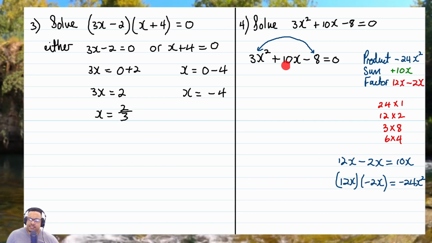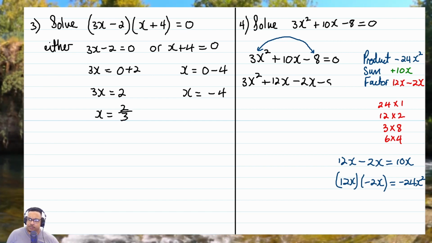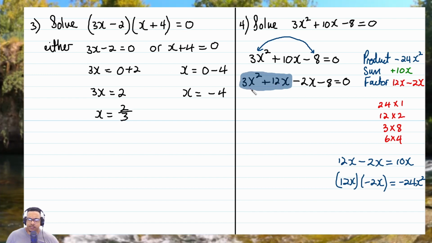Now I'll replace this positive 10x with 12x take away 2x. So I'll have 3x squared plus 12x take away 2x take away 8 is equal to 0. And now we'll factorize by grouping, taking two terms at a time. Looking at the first two terms, I look to see what is the highest common factor between these two terms.